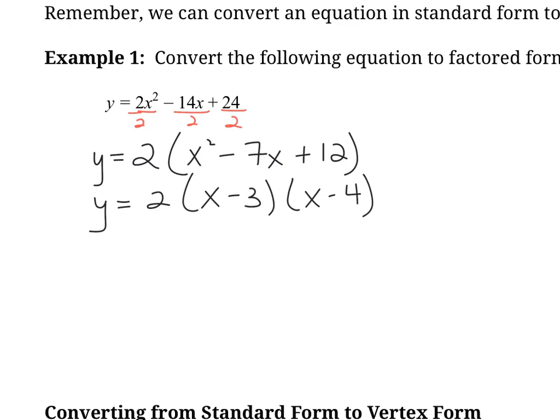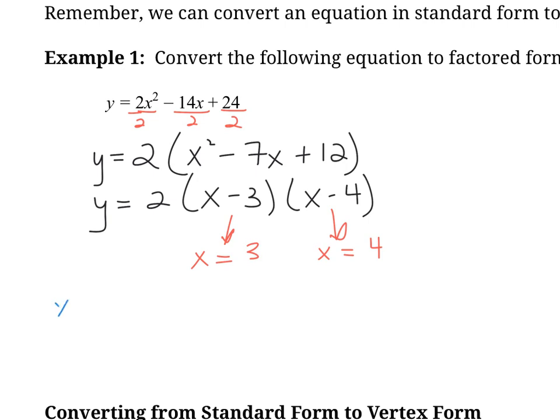From this format, what I'm able to do is pull out or identify my x-intercepts. So one of them is going to be a +3 and the other one is going to be a +4. So now that I know my two x-intercepts, I can actually go ahead and figure out what the vertex is. The first thing I need to do is find my axis of symmetry.